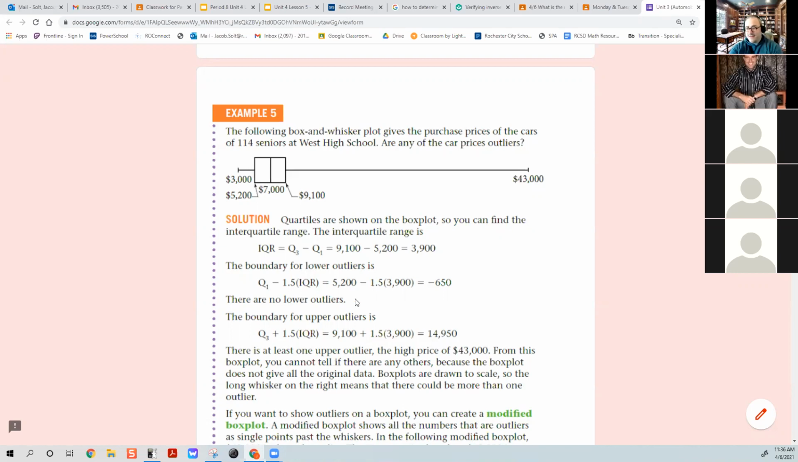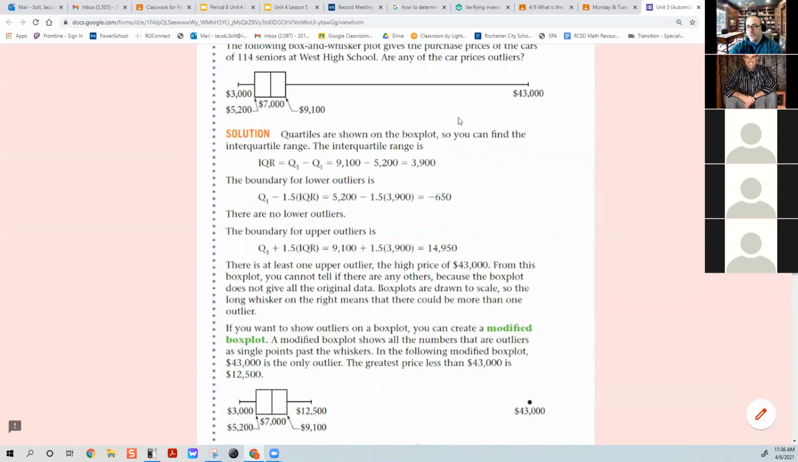So there is at least one, and we don't know, there could be other cars that are more than that, but there's at least one, our maximum, which would be an upper outlier in this case. We would say that this $43,000 is an upper outlier because it's beyond 1.5 of the IQR. If I took this distance here, that would be 1 IQR away. And then if I went 50% more, it'd be right somewhere around here. Anything beyond this point would be beyond 1.5 IQRs away from quartile 3, and would be an upper outlier.